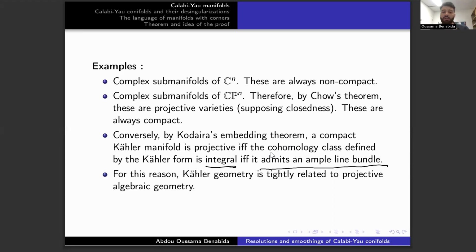So for this reason, Kähler geometry is very related to projective algebraic geometry. Lots of questions in Kähler geometry need the use of some algebraic geometry, and lots of questions in algebraic geometry are motivated by questions in Kähler geometry.